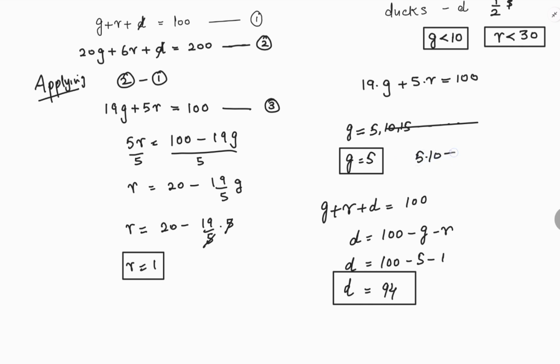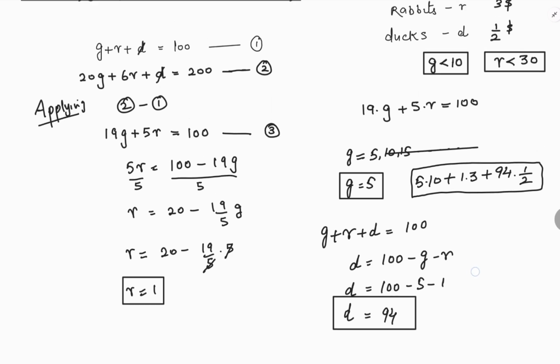So we know now that he bought 5 goats, right? 5 times 10, plus he bought 1 rabbit, that means 1 times 3, and he bought 94, what? He bought 94 ducks. 94 times 1 by 2. Why 1 by 2? Because cost of 1 duck is 1 by 2, right? Okay, so this is the answer, and the total will be equal to $100. Hence we have verified. So I hope you understood this.